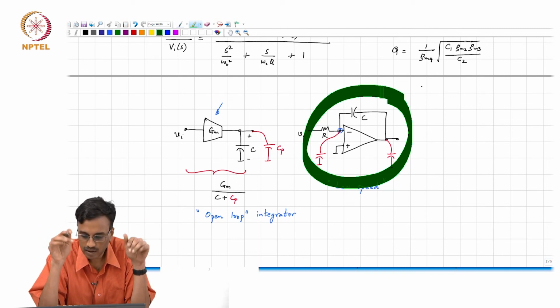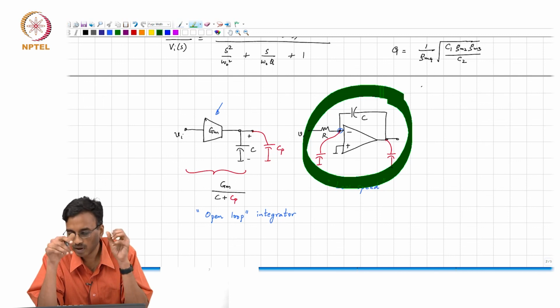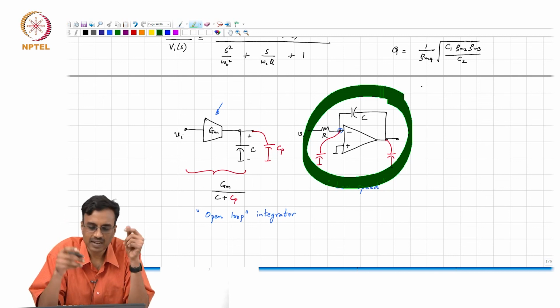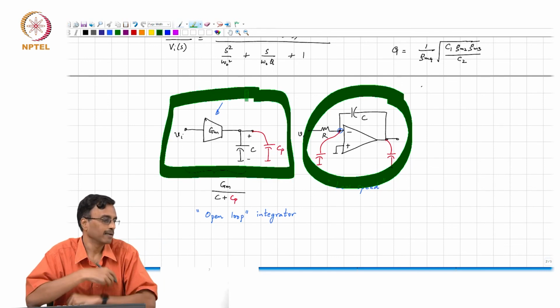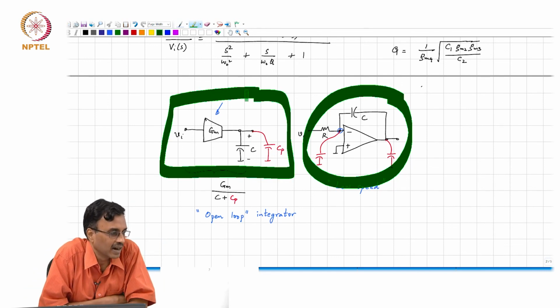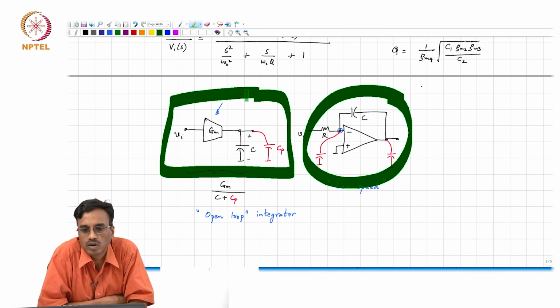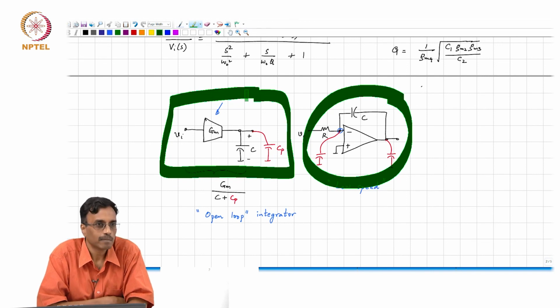You understand? So, there are several applications which need very high speeds, but don't need high linearity. And in those applications, the transconductance capacitance architecture is what is used. Does it make sense? Very good.